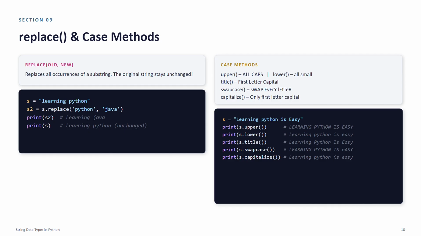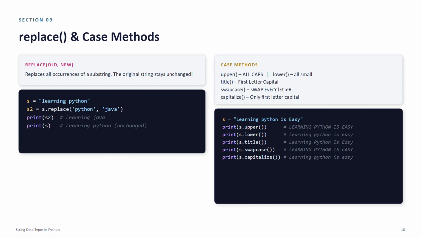Now if I am going to use s dot upper, the whole string above is converted into uppercase. If I use the s dot lower function, then the whole string is converted into lowercase. S dot title means the first character of each word should be a capital letter, if you observe the output carefully.